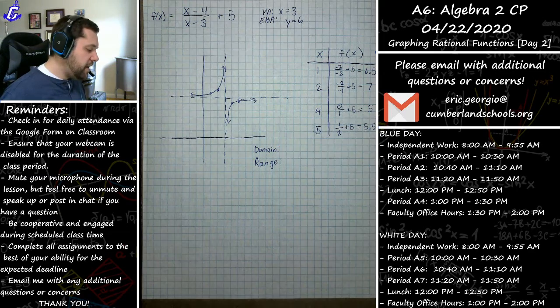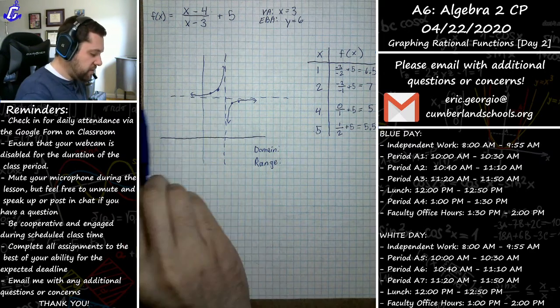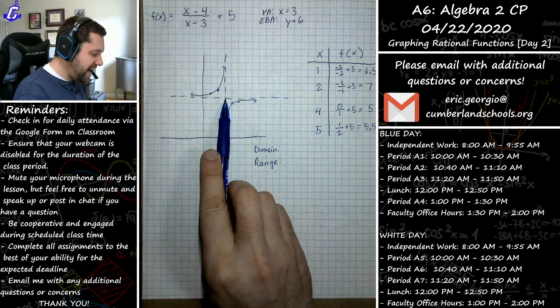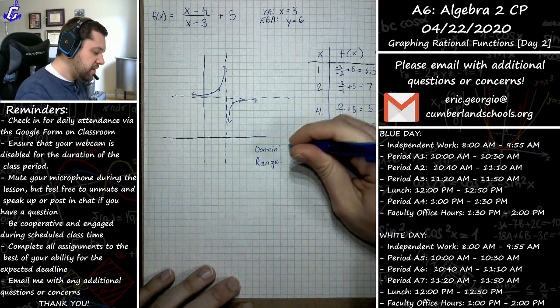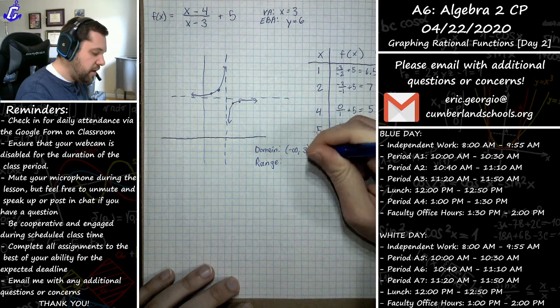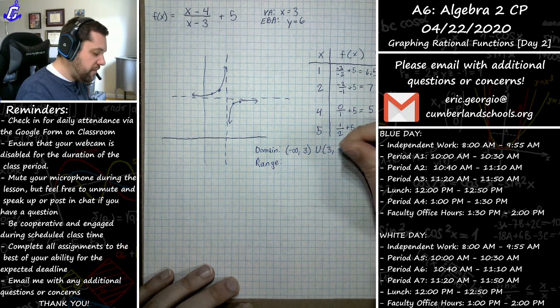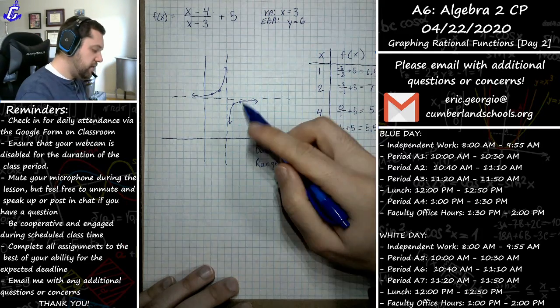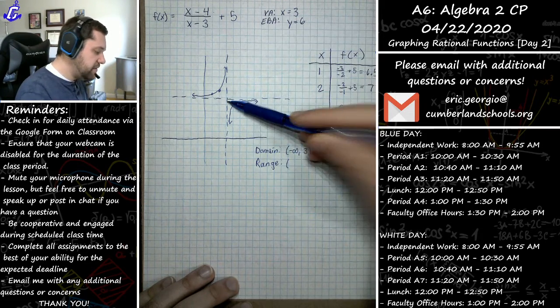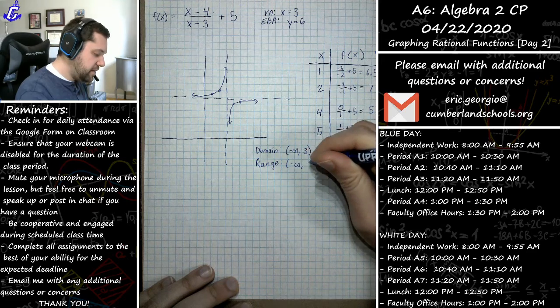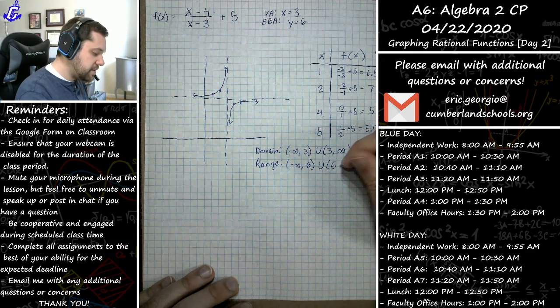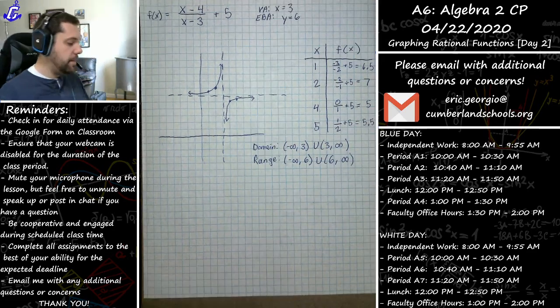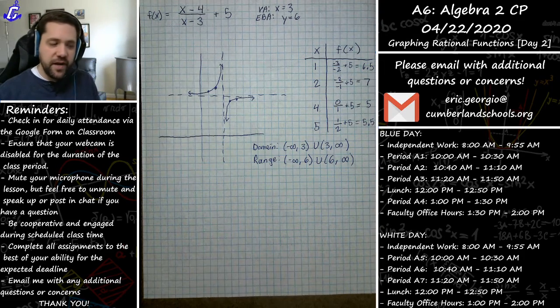What is the domain of that function? It's all real numbers to the left, all real numbers to the right, just not including x equals 3. So I'm going to say it's negative infinity to 3, union 3 to infinity, everything to the left of 3, everything to the right of 3. And our range goes down forever, goes up forever, but does not include 6, negative infinity to 6, union 6 to infinity. Okay? And that, my friends, is that.